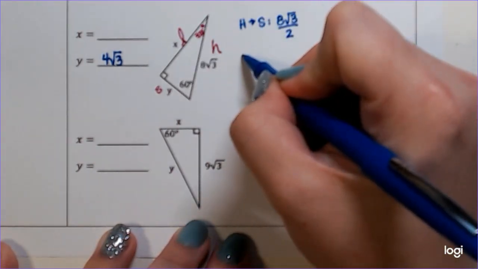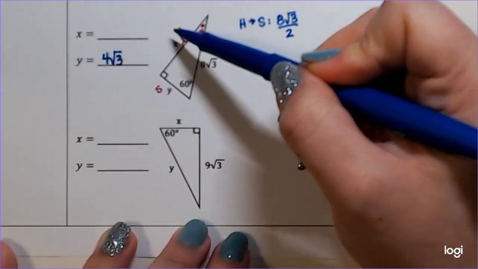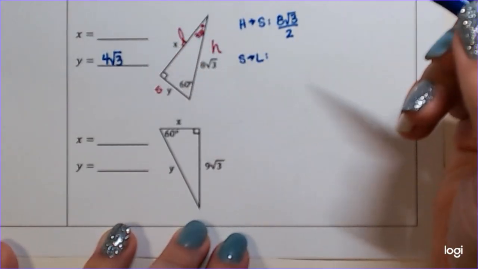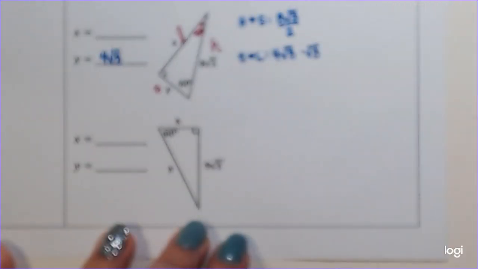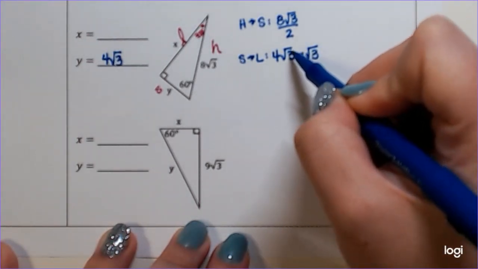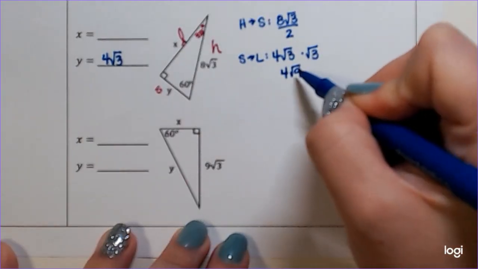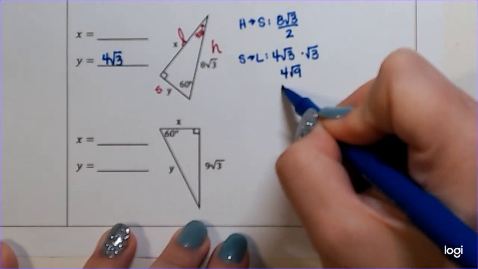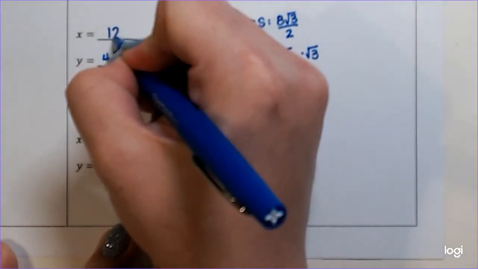So from here, we're going to do short to long, because again, we don't have a rule for hypotenuse to long. Short to long, our short is 4 square root of 3, and the rule for that is just to multiply by square root of 3. So this time we're going to multiply the 3's because they're both under the radical, the square root. 4 square root of 9. Square root of 9 is on our perfect squares list. 4 times 3 is 12.